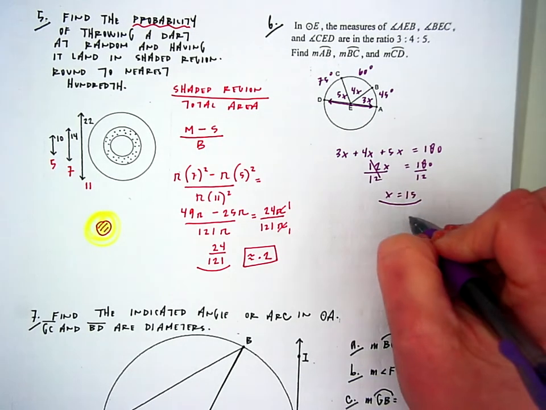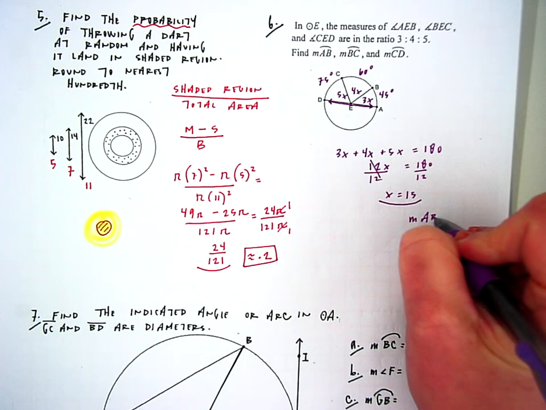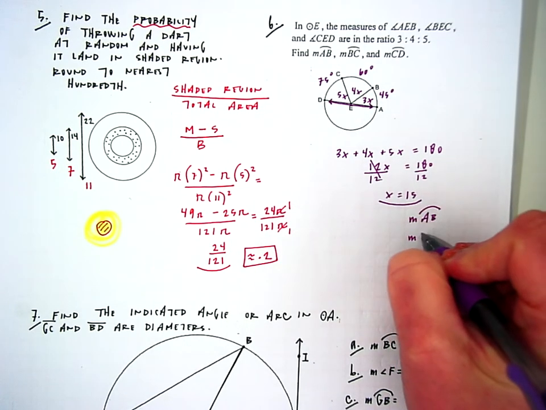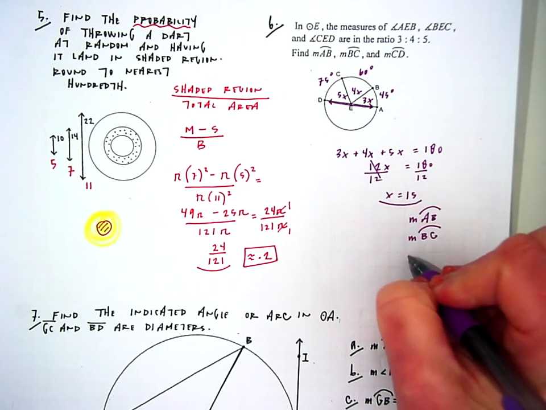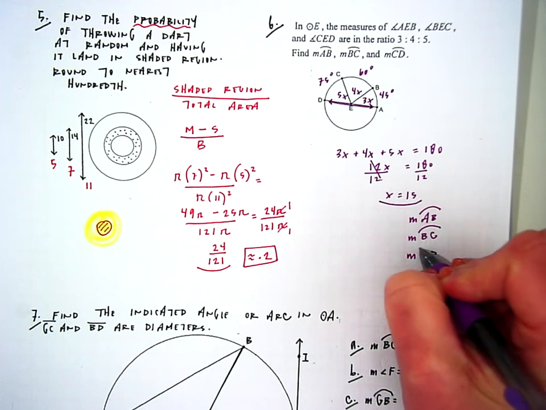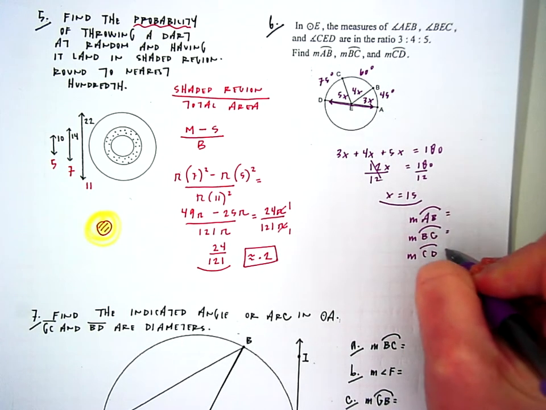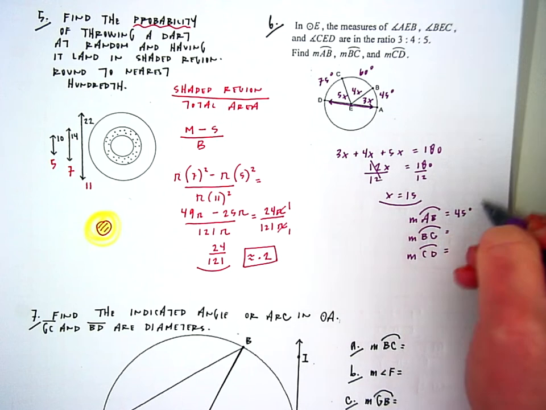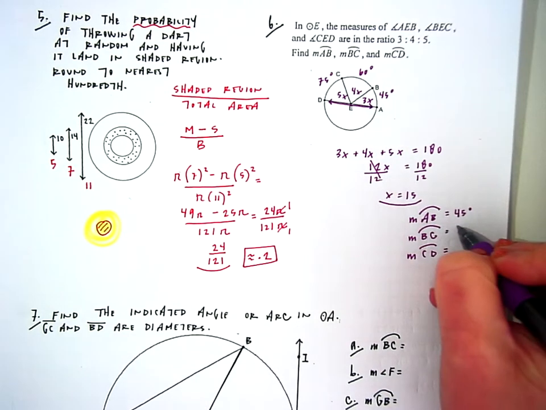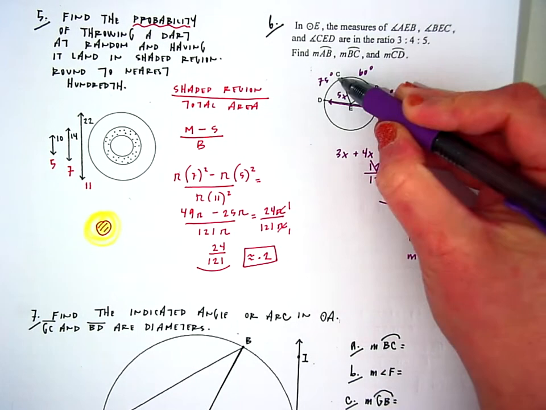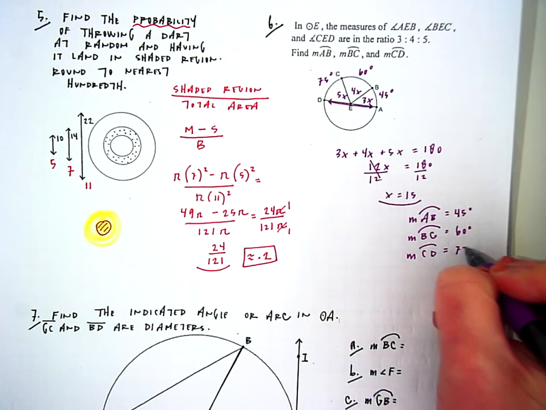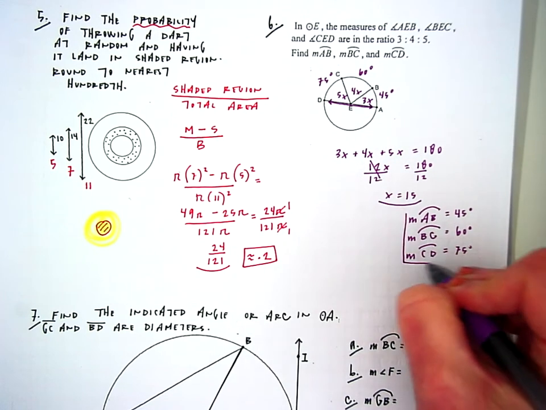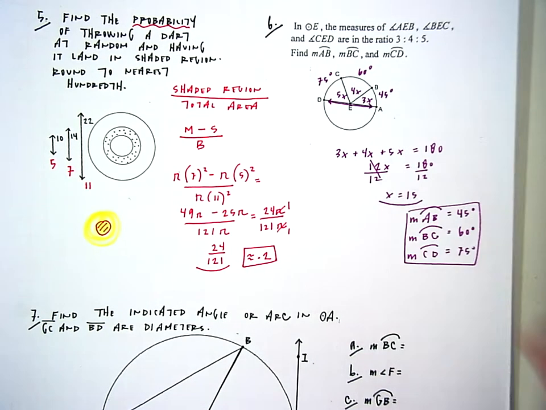So now we're asked for the measure of arc AB, the measure of arc BC, and the measure of arc CD, which is essentially what we just solved for. So AB right there is 45 degrees, BC right there is 60 degrees, and CD right here is 75 degrees.